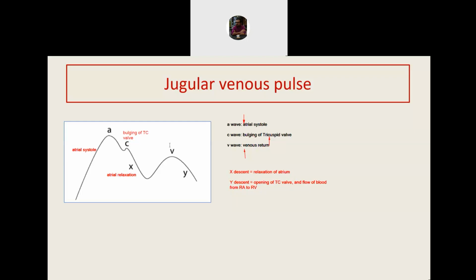The V wave is due to venous return to the right atrium. And the Y descent is due to emptying of the right atrium into the right ventricle. So are the phases of the jugular venous pulsation clear to everyone?